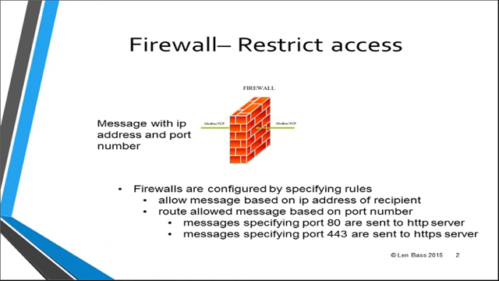So the first thing is that there are firewalls within the network, and the purpose of a firewall is to restrict addresses. A message comes in with an IP address and a port number, and the firewalls are configured. So you can specify rules that allow messages based on IP address or disallow messages based on IP address, and it will route allowed messages based on port number. For example, messages specifying port 80 will be sent to a special HTTP server. Messages specifying port 443 will be sent to a special HTTPS server.